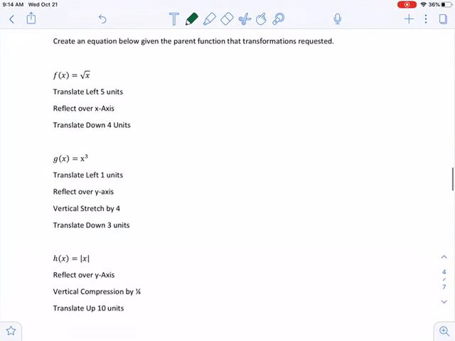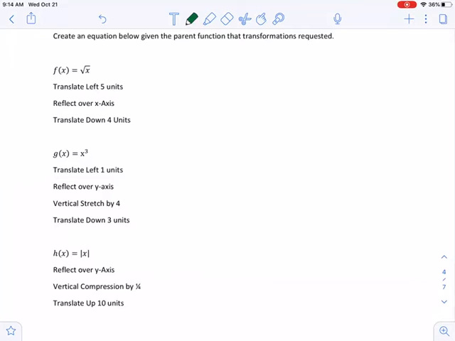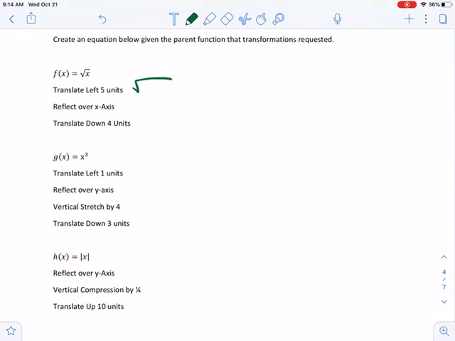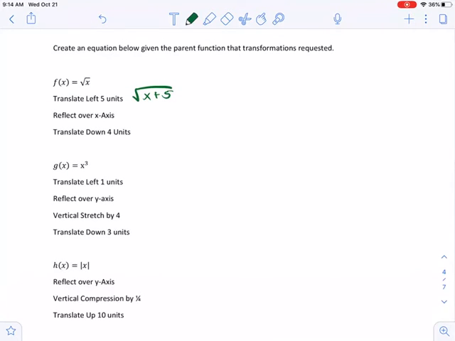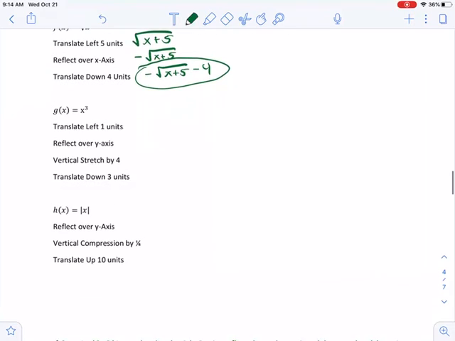Next page, we've got now kind of the opposite, where we're being told what's happening and we need to come up with the equations. And we can basically do these one at a time until we get down to our final equation. So if I just need to move something left by 5 units, then that amounts to adding on to the x value. If I need to reflect it over the x-axis, that means that my a value is negative. And then if I need to translate something down 4 units, then I'm going to take away 4. So this equation is my final answer to that problem.